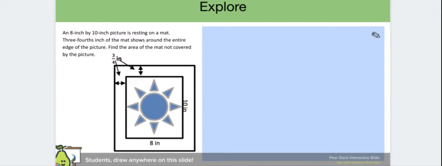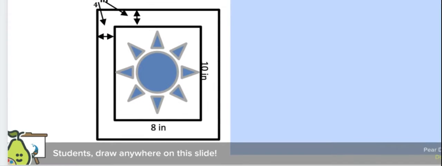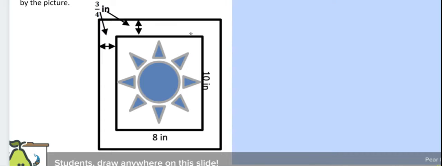Today we are going to talk about area, finding area, and involving fractions within this area work. So we have a problem here today. This is an image that we are going to be focusing on. Just a very basic image of a picture inside of a picture frame, the picture being the sun.